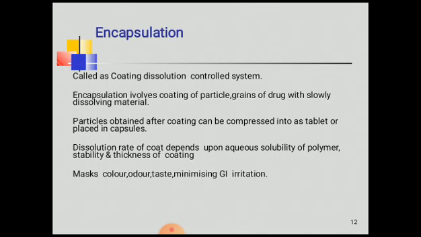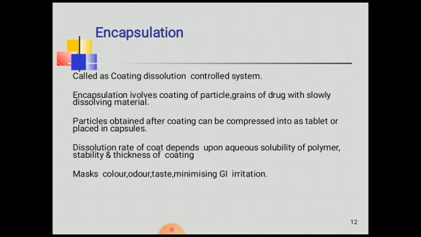Encapsulation involves coating of particles or grains of drug with slowly dissolving material. So it involves coating of particles. Different types of drug powders will be there, right? So that powder we are taking, and different methods will be there: microencapsulation method, seed granulation method, coacervation phase separation method. So different methods will be there for an encapsulation process.